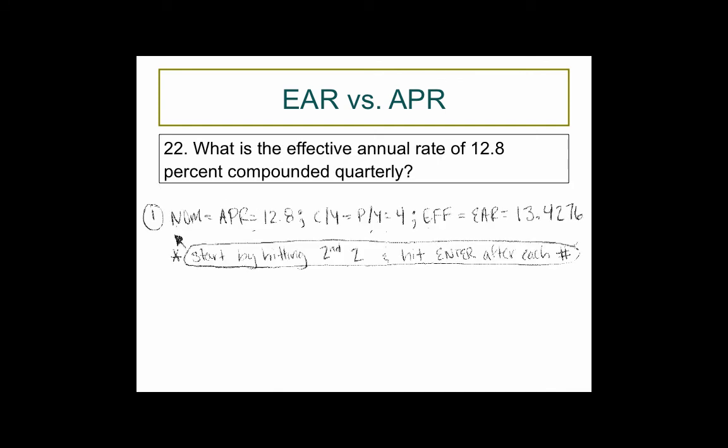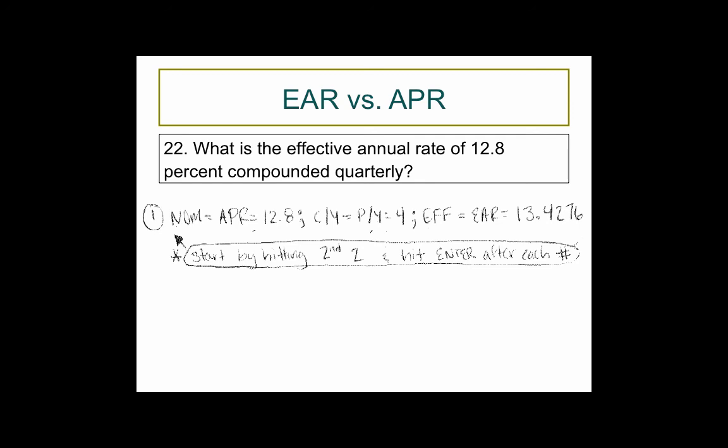What is the effective annual rate of 12.8% compounded quarterly? Okay, I just wanted to throw this one in there to show you that it doesn't have to be just monthly or semi-annually. We're going to try something different. So obviously nominal is going to be the APR, so you just put in 12.8, hit enter, down arrow twice. When you get to compounding per year, how many times per year is quarterly? Well, there are 4 quarters in a year, so that would be 4, hit enter, up arrow compute, and you get 13.4276. So that's your answer right there.